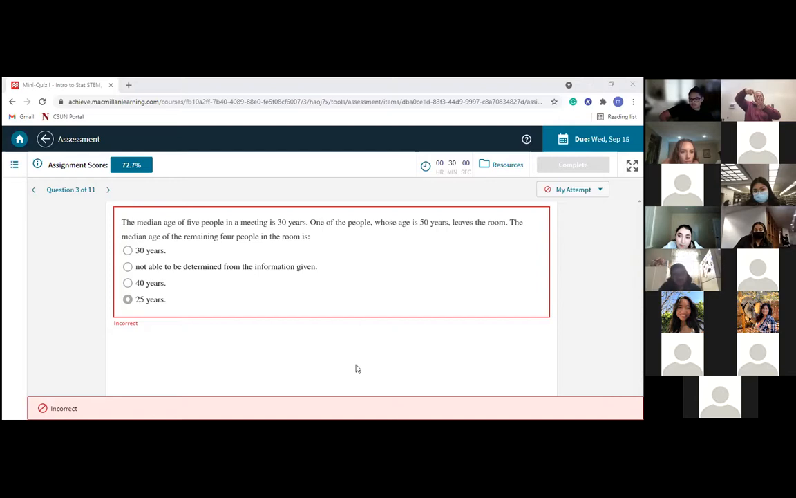So the median is no longer the same third one. It's now the average of the second and the third, which means it's either the same if they were both 30, or it goes down. Which is what I was thinking. So the median age of the remaining 4 people in the room is not able to be determined from the information given, because both 30 and 25 are possibilities.